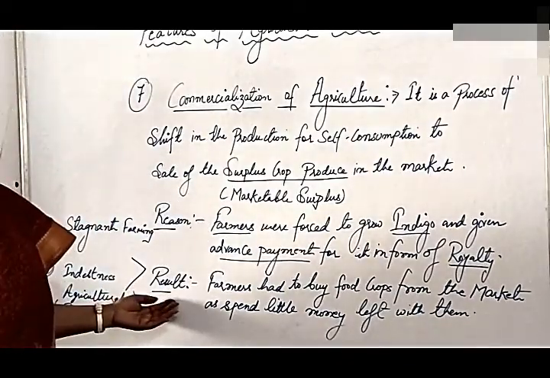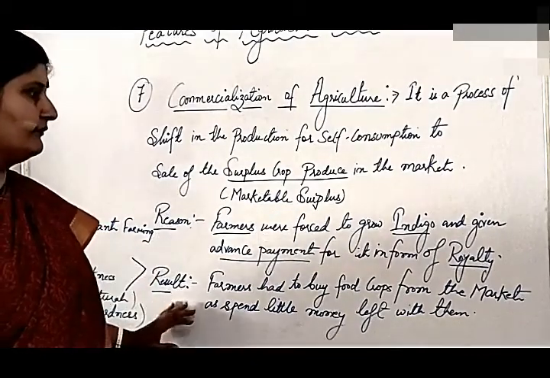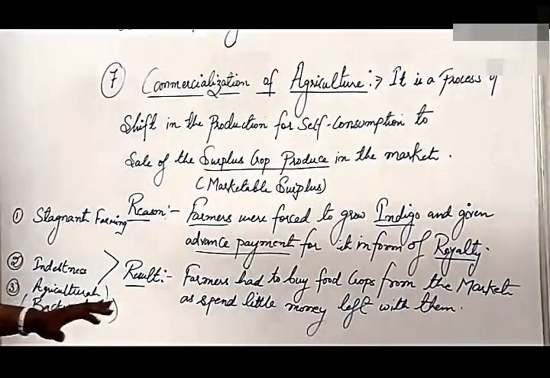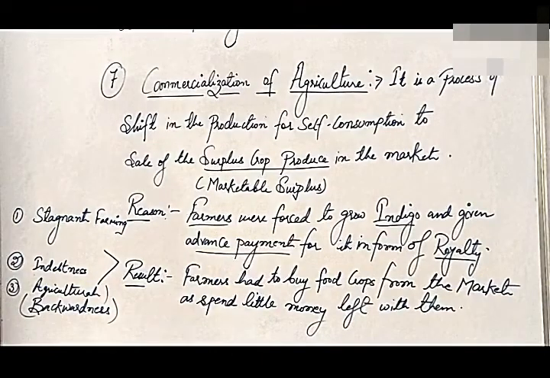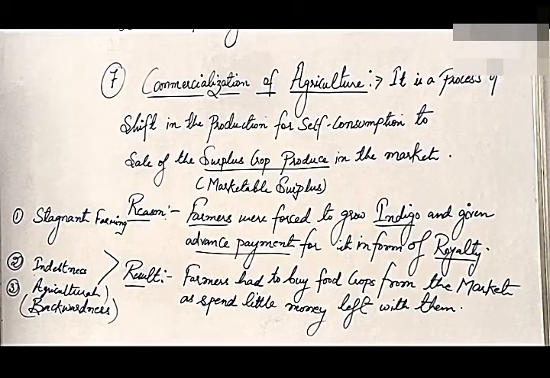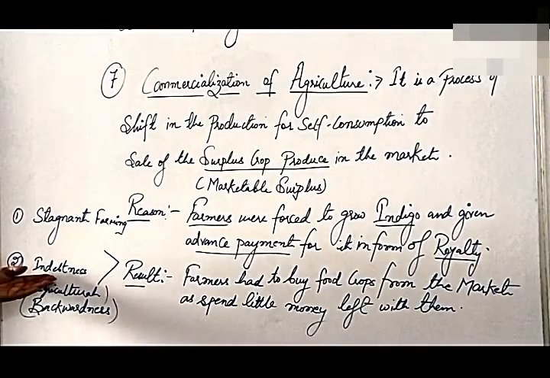Now what was the result of this? What was the result of this policy? You can see on the board that farmers had to buy food crops from the market and spend the little amount of money left with them. As a result, they became indebted. कर्जे में फंसते चले गए.